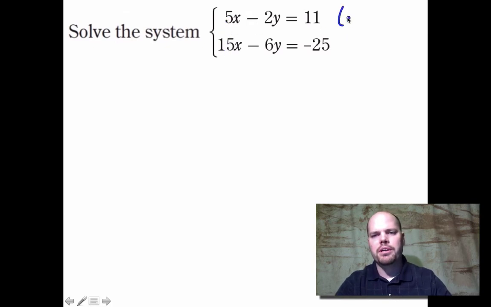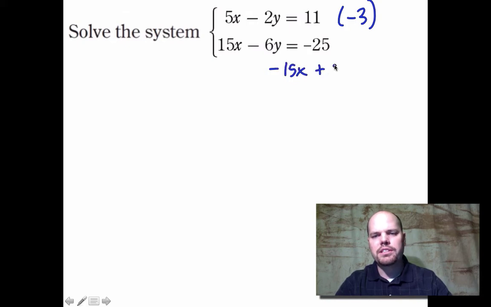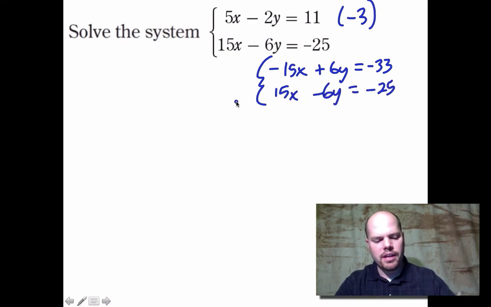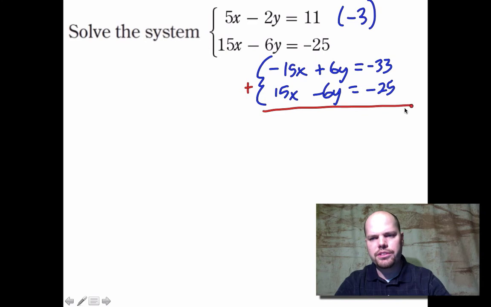So I just multiply the top one by negative 3 to make this a negative 15x. Doing that, the top equation now becomes negative 15x plus 6y equals negative 33. So that one changed, the bottom one will not: 15x minus 6y equals negative 25. Now I have a pair of opposites. So I'll go ahead and add these two equations together.